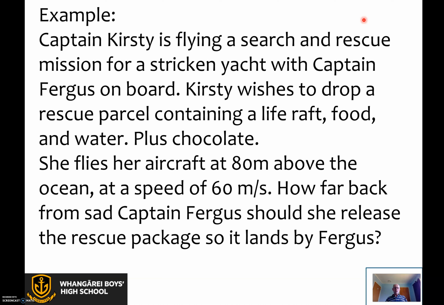Here's an example. Captain Kirsty is flying a search and rescue mission for a stricken yacht with Captain Fergus on board. Hello, Fergus. Kirsty wishes to drop a rescue parcel containing a life raft, food and water, plus chocolate. Fergus likes chocolate. She flies at 80 meters above the ocean at a speed of 60 meters per second. How far back from sad Captain Fergus should she release the rescue package so it lands by Fergus?